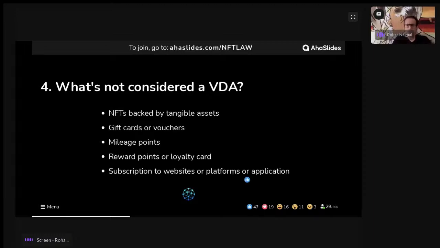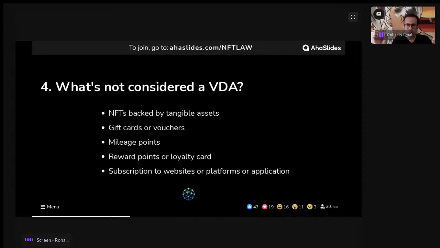Then the government has also made a very specific clarification that gift cards and vouchers will not be covered. A lot of platforms give you gift cards or gift vouchers in an electronic form. Like I think Amazon gift cards are pretty popular. They will not come under VDA definition. Then you get mileage points. When you're taking flights, depending upon how many flights you've taken, you get loyalty points. Those can be encashed in various places like restaurants and cafes. They will not come under VDA.